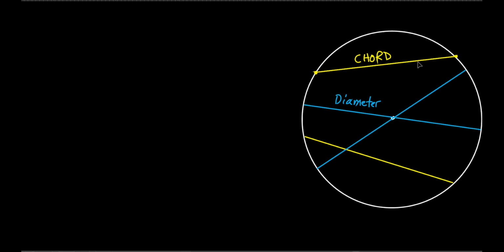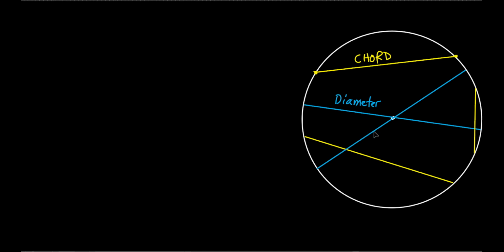But what about a chord? Is a chord always the same length? No, because let me show you this. They kind of look the same length. This one looks a little bit longer, doesn't it? But watch, I could draw another chord like from here to here. That's obviously not the same length as this one or this one. So chords can be different lengths, but the diameter in a particular circle is always the same length.